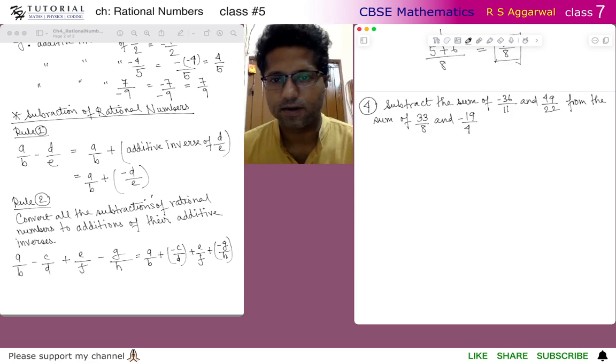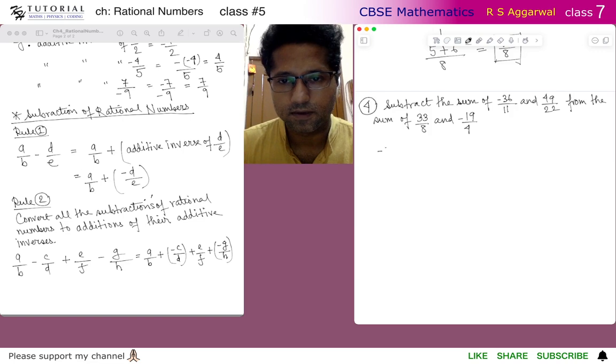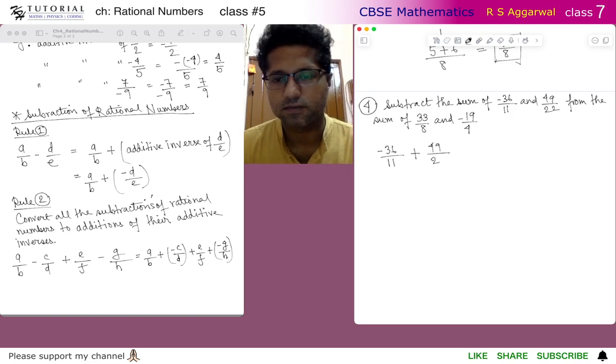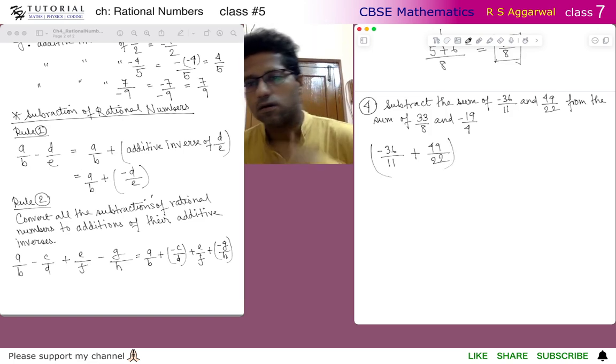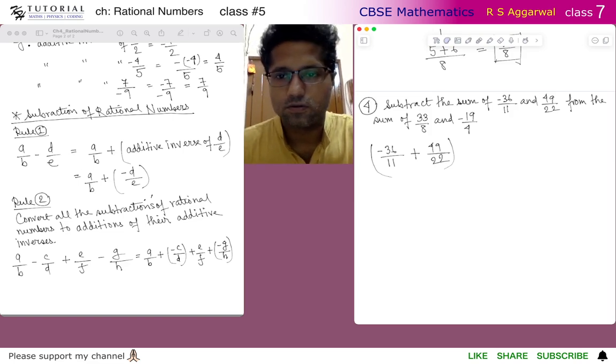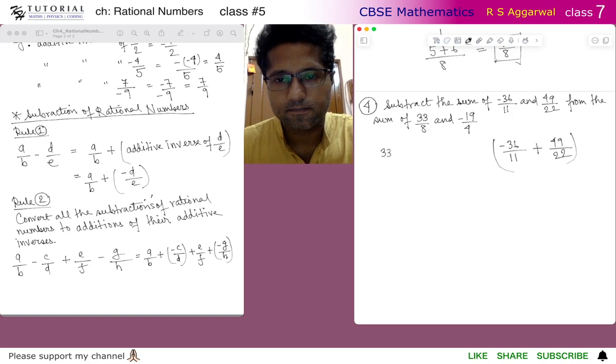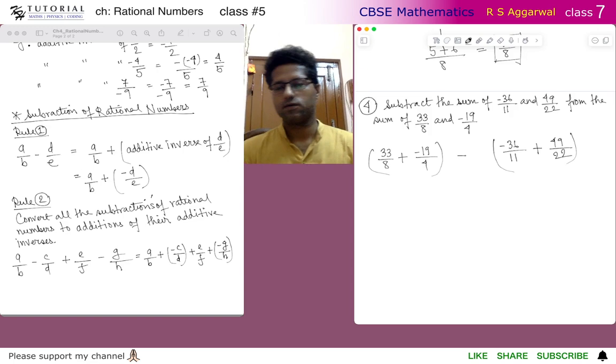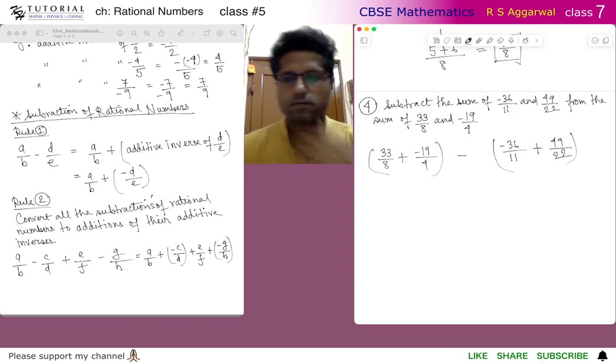It is asking to subtract the sum of minus 36 by 11 plus 49 by 22, this is their sum, from this. Okay, so basically it is asking to find or evaluate this 33 by 8 plus minus 19 by 4. So the question is about evaluating this expression.